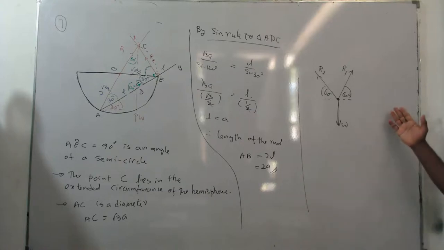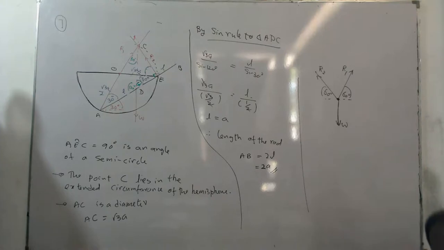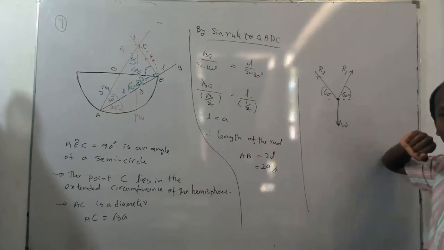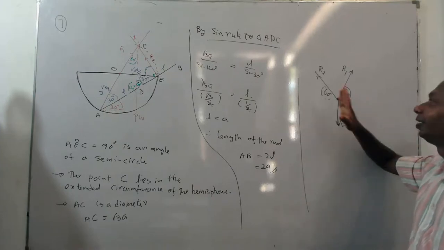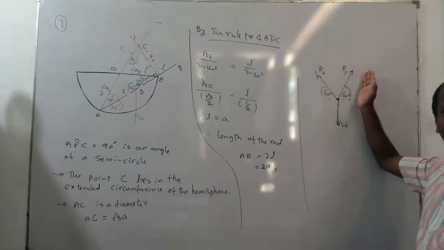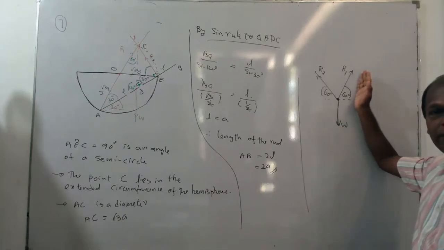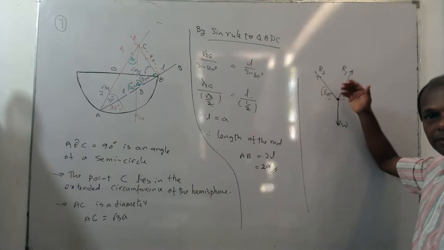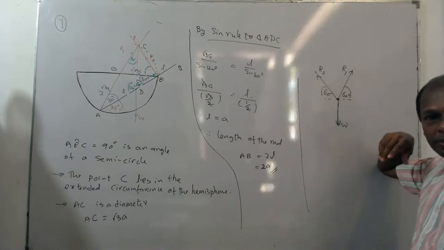First thing, what is it? Look at this diagram. What is it? First thing you see is, look at them. It's symmetric. Therefore, R1 and R2 should be the same. You should get the same value. I mean, in magnitude, they should be equal.